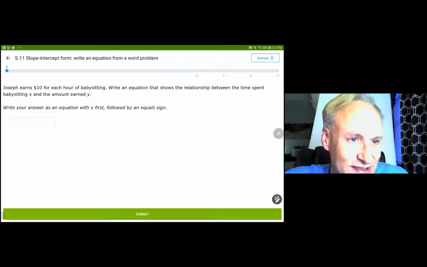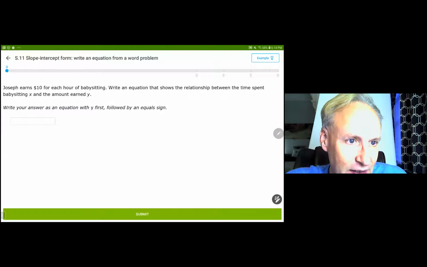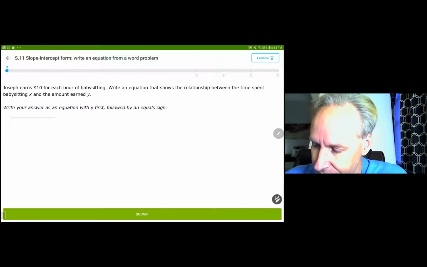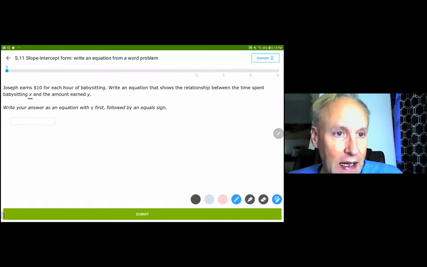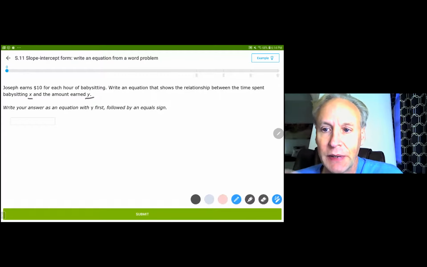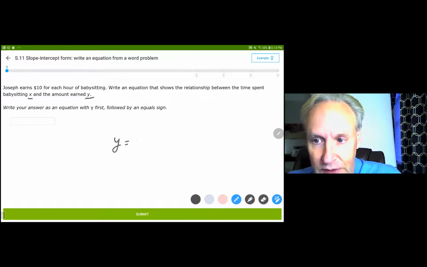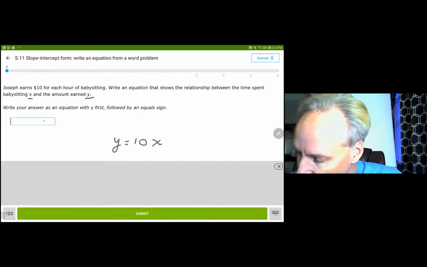Okay, Joseph earns $10 for each hour of babysitting. Write an equation that shows the relationship between time spent babysitting, X, and the amount earned, Y. First of all, I just want to mention that X is your independent variable, and it's usually determined by time. Y is the dependent variable, and the amount he gets paid depends on how long he works. And of course, Y is equal to the unit rate, the rate at which he's paid, which is $10 each hour, times the number of hours he works, which is 10x. So it's Y equals 10x, of course.